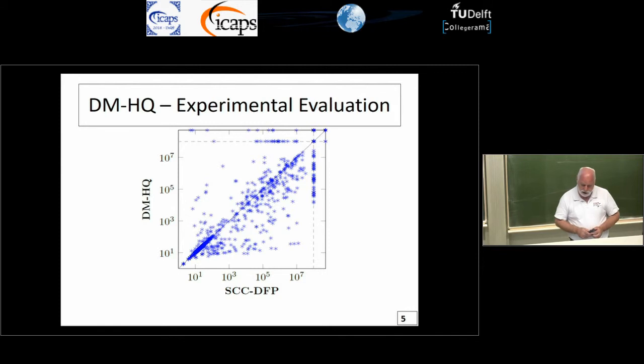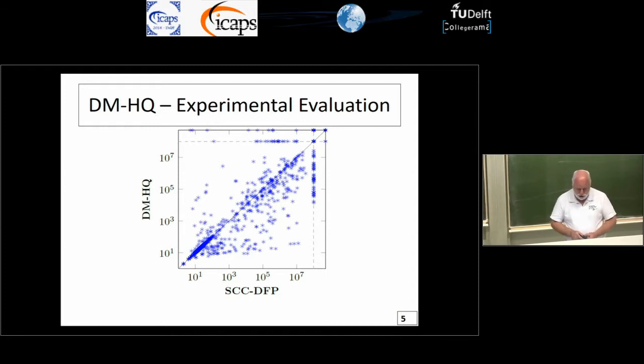So as an experimental evaluation, this is the kind of plot that we're all used to seeing, but just to explain, the x and y axis show the number of nodes expanded by one or the other of a merge and shrink method. So DMHQ is on the y-axis, and SCC-DFP, which is the state-of-the-art merge and shrink method, is on the x-axis. That's the number of nodes expanded, and it's a log scale. Each data point here is a single problem instance from a large set of IPC planning competition instances.